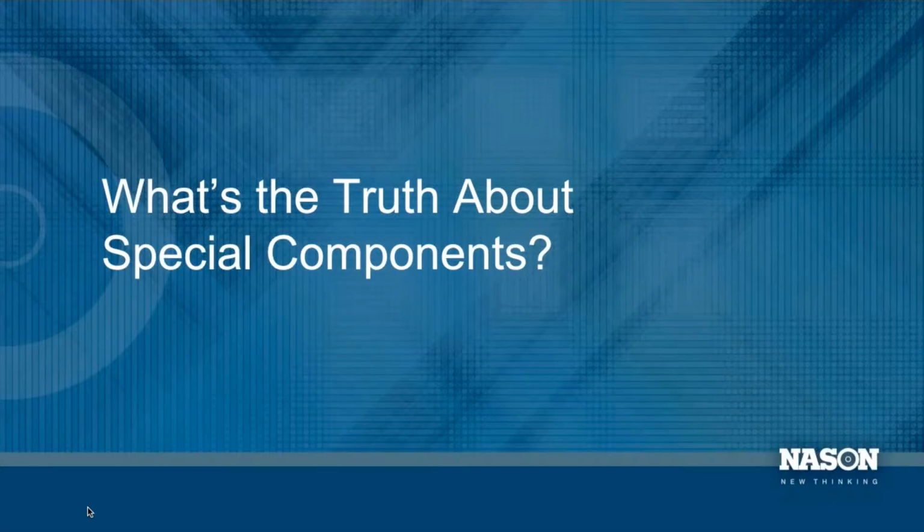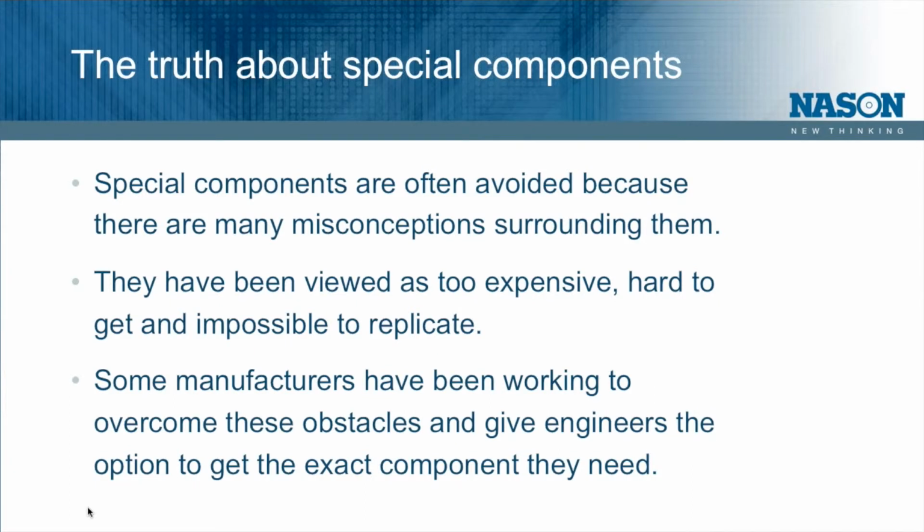But first you have to understand the truth about these special components. So what is the truth about special components? The truth about special components is that they are often avoided because there are many misconceptions surrounding them. Historically, these application-specific components have been viewed as too expensive, hard to get, and impossible to replicate. In recent years, some manufacturers have devoted resources to overcome these obstacles and address the issues today's engineers face to ensure they have the option to get the exact component needed for their application.